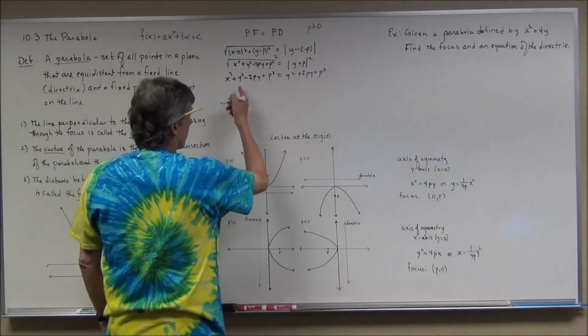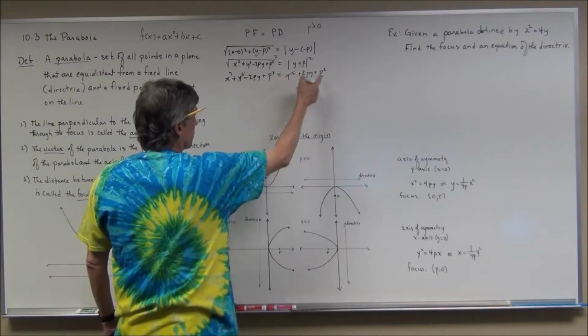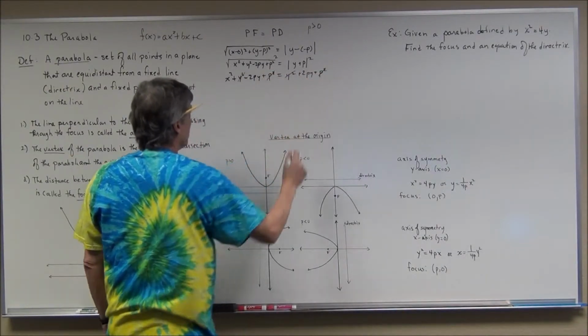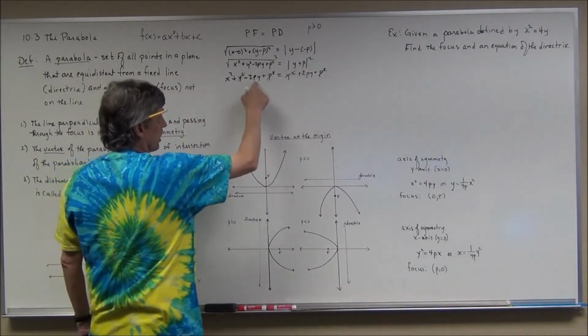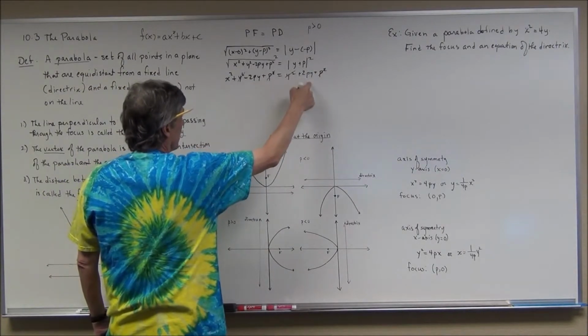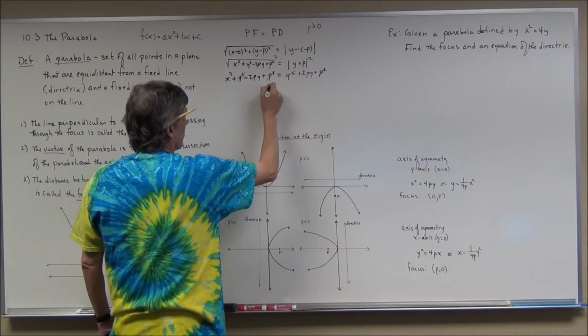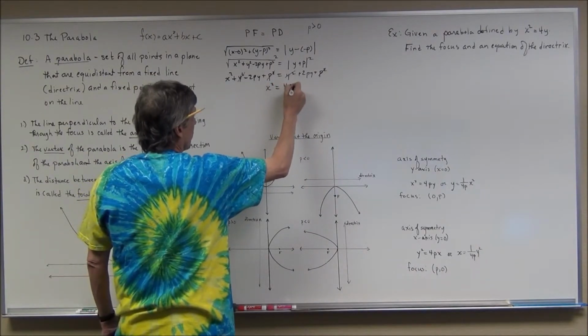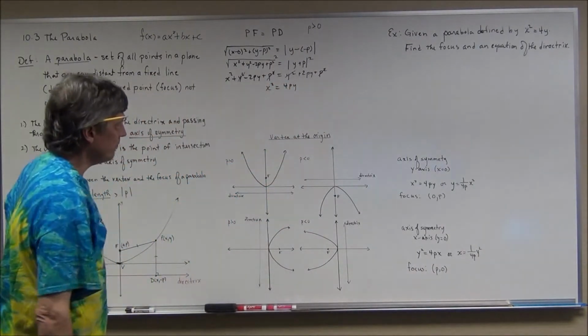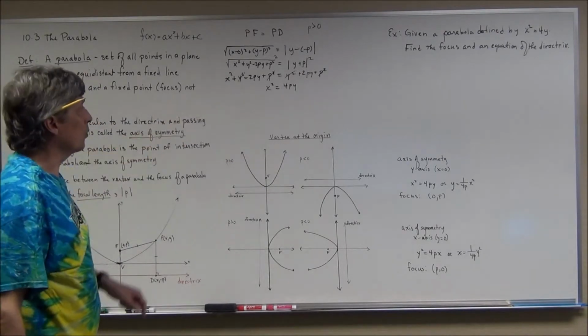I could subtract y squared from both sides. I could subtract p squared from both sides. And so right now, notice here I have like terms, I just have them on different sides. So if I add 2py to both sides, I get x squared is equal to 4py. And that's the equation that we'll look at.